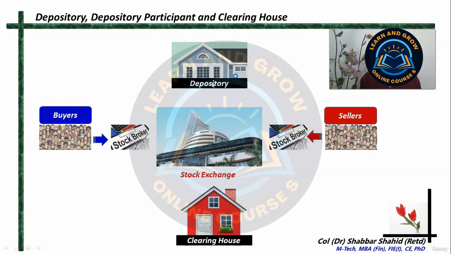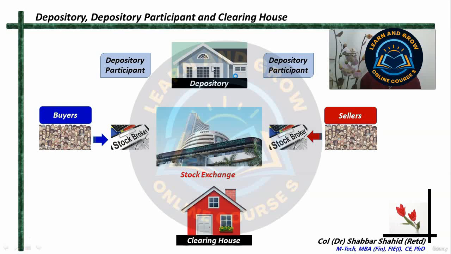All right. But the problem is that there is only one or maybe two depositories in the country. For every exchange, there is only one. But the people are in millions and billions. The depository is not in a position to interact with the public and solve their problems. So the depository does not directly interact with the public.